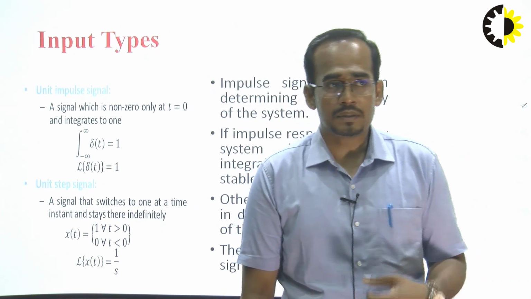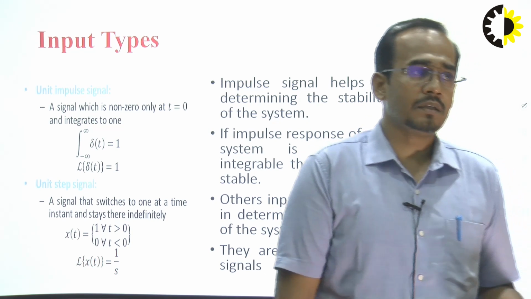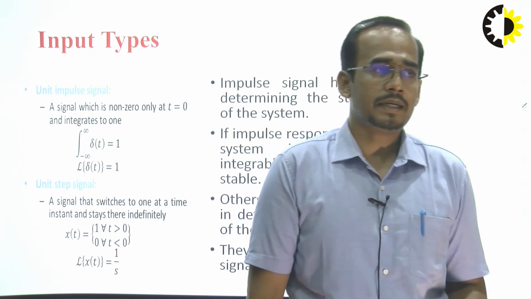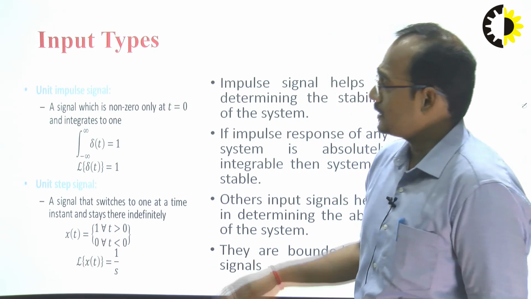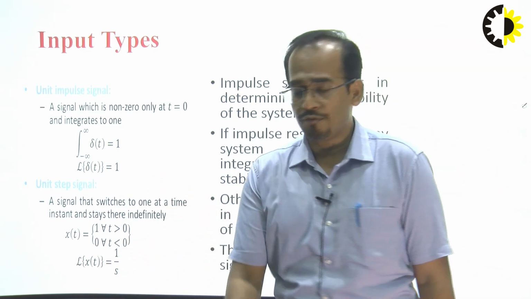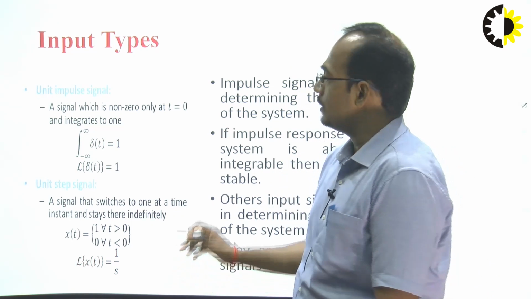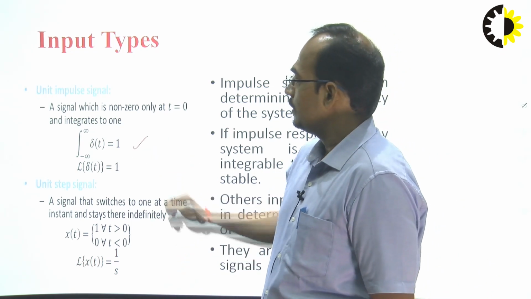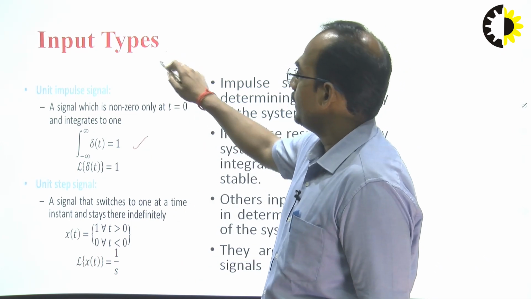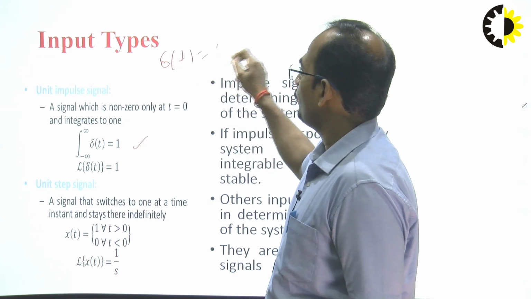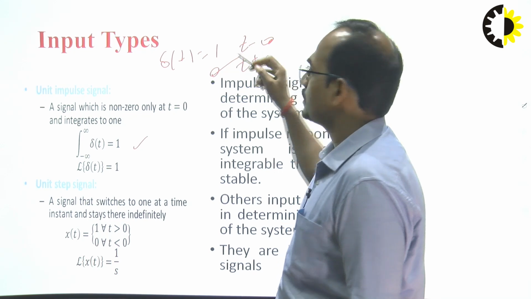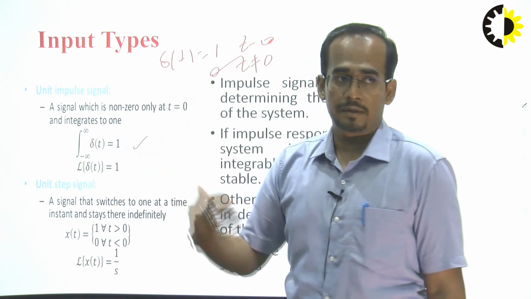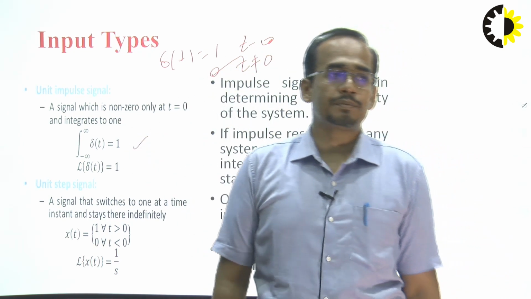First is the unit impulse signal. Mathematically, you can define it as delta t, and it is represented as the integral from minus infinity to infinity of delta t equal to 1. Or you can write delta t is equal to 1 for t equal to 0, and 0 for t not equal to 0, or elsewhere.